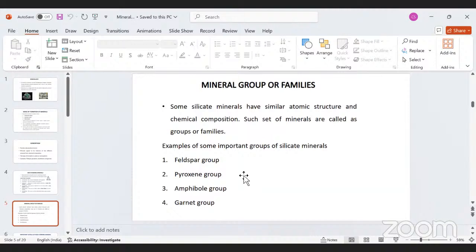There are some physical properties it is also required to study for minerals. What are those physical properties we see?